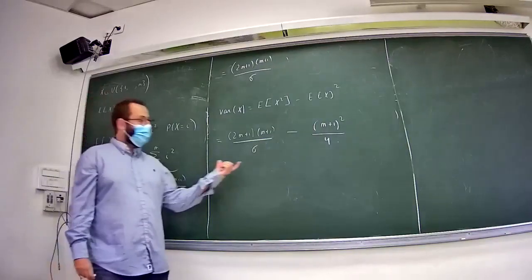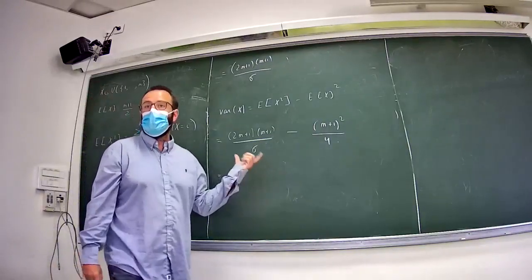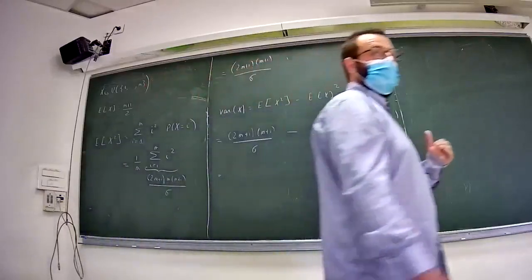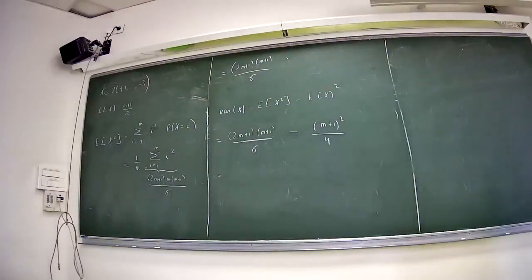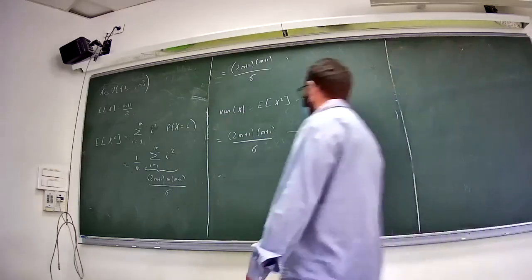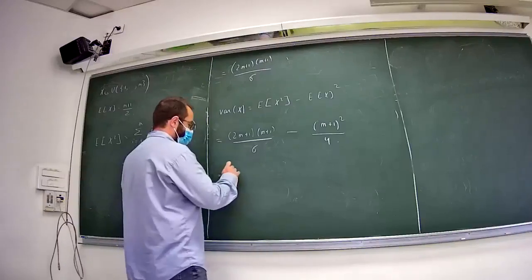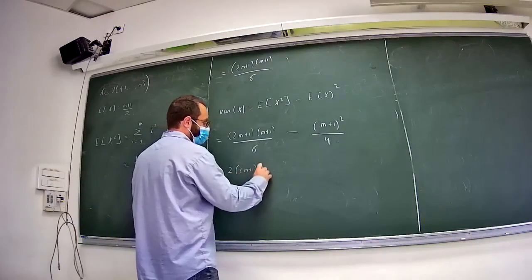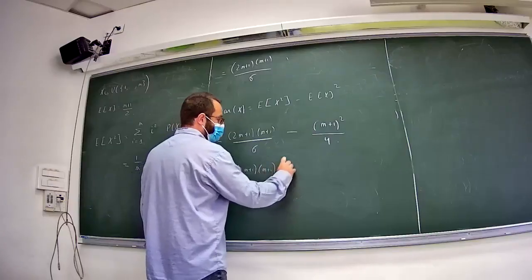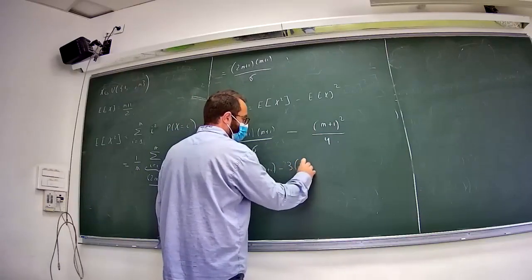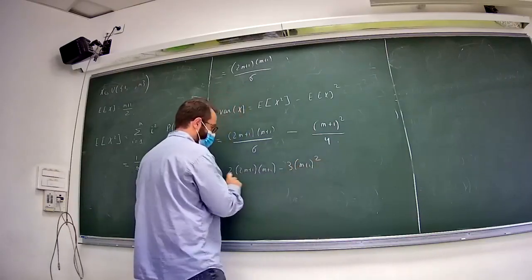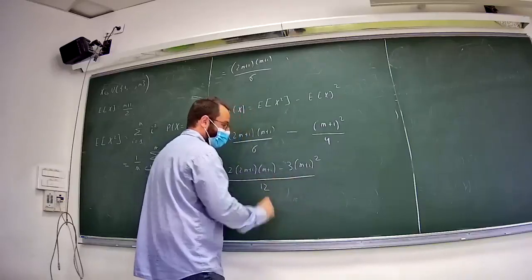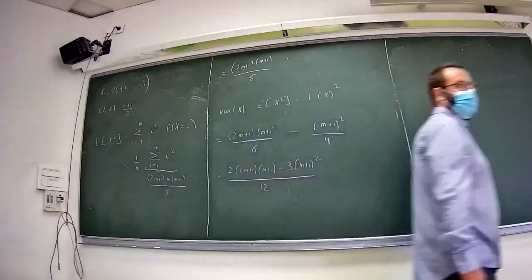So first, if I want to simplify, I have to put them over the same denominator. So I multiply the first by 2 and divide by 2, and multiply the other one by 3 and divide by 3. And I obtain something like this, that is 2 times 2n plus 1, n plus 1, minus 3 times n plus 1 squared, over 12.